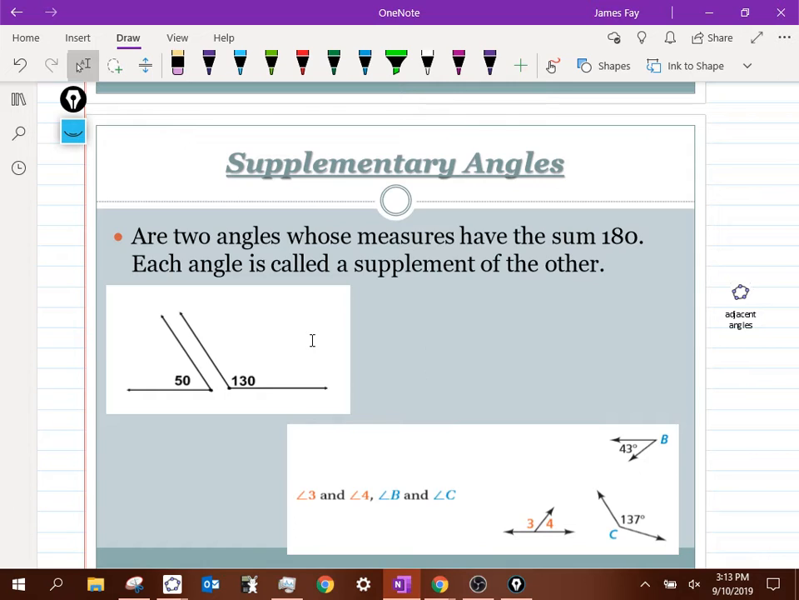All right. So we'll finish this one here. Supplementary angles, two angles that add up to 180. So it's the exact same definition. It's just a different result. Instead of adding up to 90, supplementary adds up to 180. Is that okay with everybody?